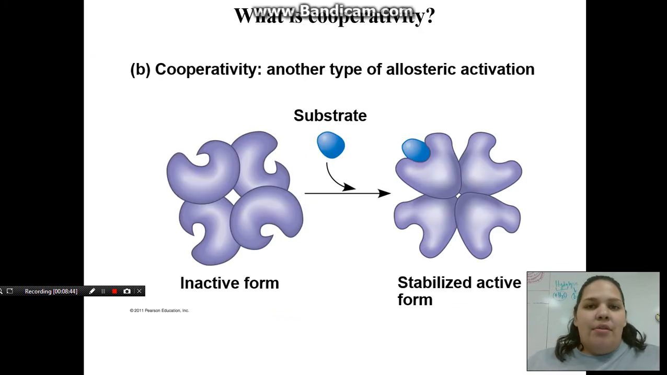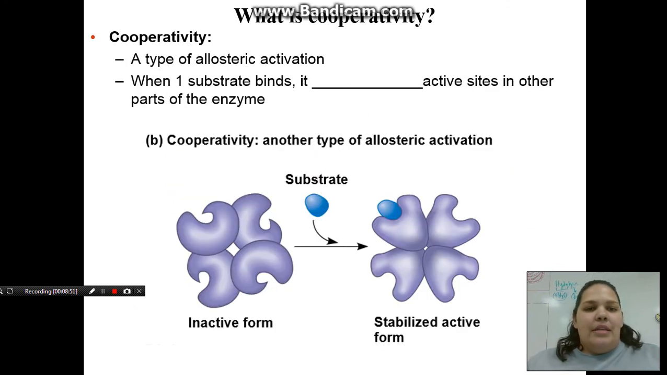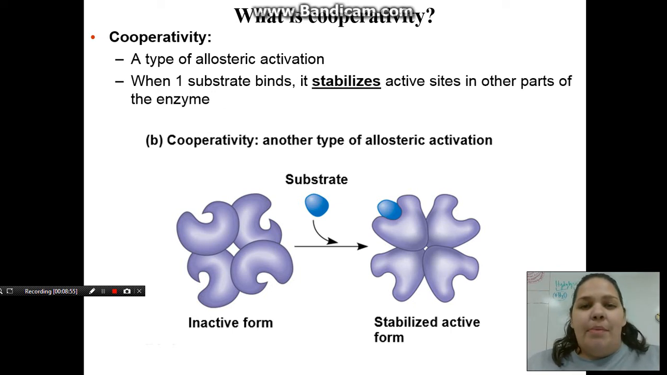Let's talk about cooperativity, another type of allosteric activation. So cooperativity is a type of allosteric activation. When one substrate binds, it actually stabilizes the active site in other parts of the enzyme. So for example, if it binds right here, all the others open up.